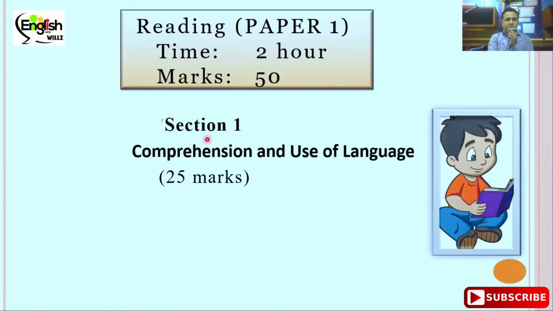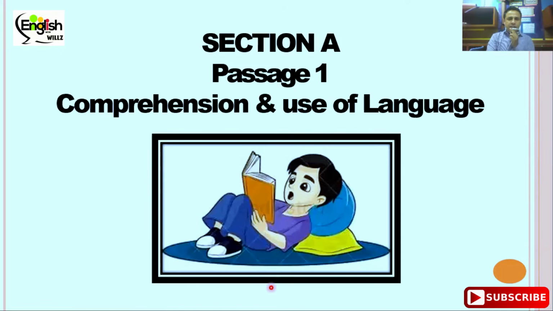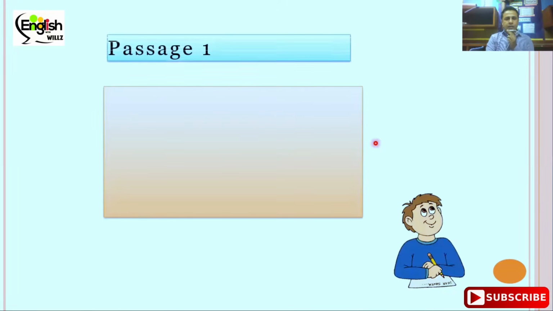Section 1 is comprehension and use of language, which is 25 marks. Previously, section 1 was reading for ideas, but now it is comprehension and use of English language. Section 2 in the reading paper is summary and short responses, which is also 25 marks. Previously this was reading for meaning, but it has now been changed. Let's discuss section 1 first, comprehension and use of language.